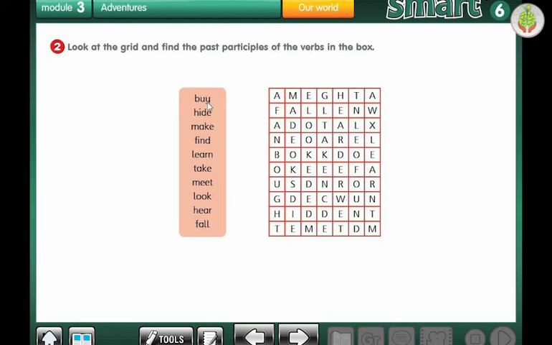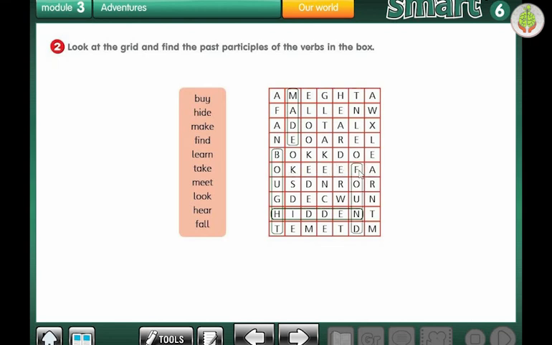Buy. What's the past participle of buy? Bought. All right, let's search for bought. Here it is. Hide, hid, hidden. Make, made, made. All right, where is made? Let's search for made. Here it is. Find, found, found. All right, let's search for found.